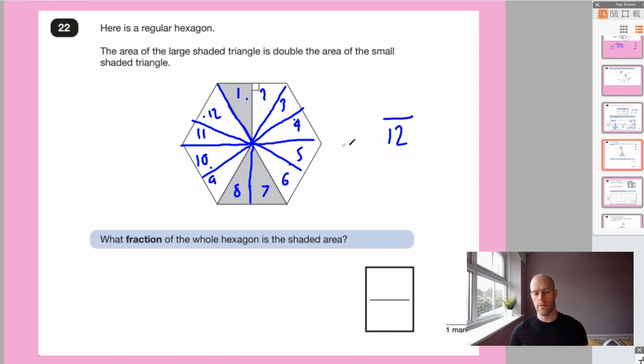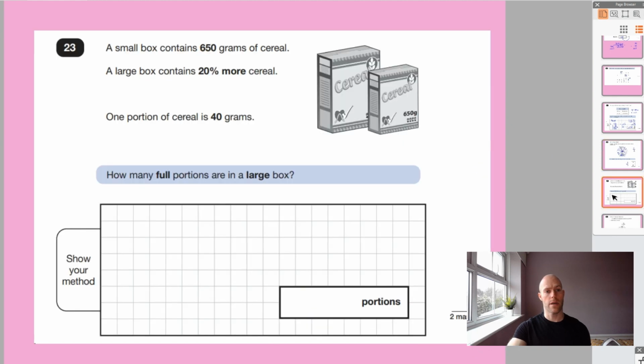So we're into twelfths. How many of them are shaded? 1, 2, 3, 3/12. What fraction of the whole hexagon is a shaded area? 3/12. Can we do anything with that? Yes, we could say it was 1/4 because divide by 3 and divide by 3. Okay, or you could just leave it as 3/12 really.